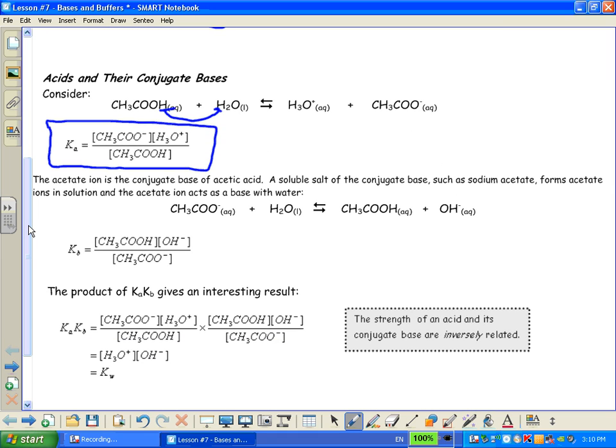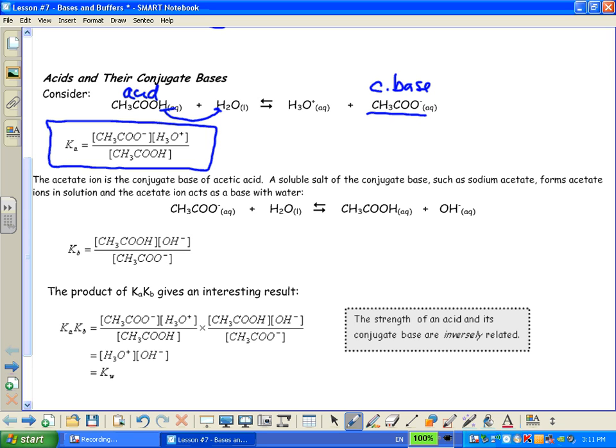Looking at it that way, we consider it an acid. However, the acetate ion, which would be this one, is the conjugate base of acetic acid. Remember on our very first lesson in chapter 8, this would be your acid, and acids always line up with conjugate bases. So the acetate ion is considered to be the conjugate base of acetic acid. A soluble salt of the conjugate base, such as sodium acetate, where sodium links up with acetate, forms acetate ions in solution. Those acetate ions act as a base with water.